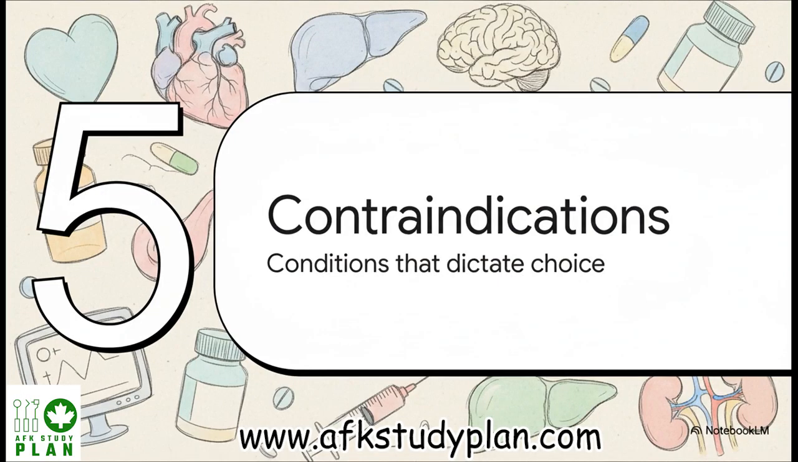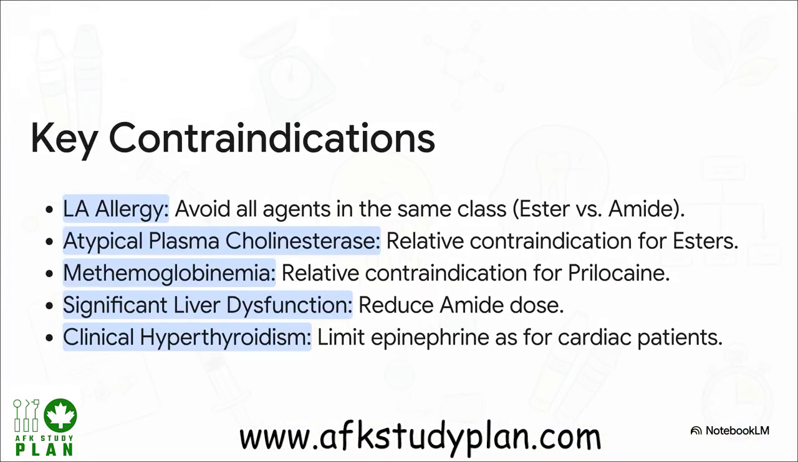Now, outside of those 4 main scenarios, there are a few other critical medical conditions you need to have on your radar. The exam might throw these at you, and they directly impact which anesthetic you can or can't use. So, for a true allergy, you avoid the whole class. If they're allergic to one amide, you don't use any amides. For atypical plasma cholinesterase, you want to be careful with esters. Methemoglobinemia? That's your key word for prilocaine. If a patient has significant liver or kidney problems, you need to reduce the dose of amides because that's where they're metabolized. And hyperthyroidism, you treat them just like a cardiac patient.